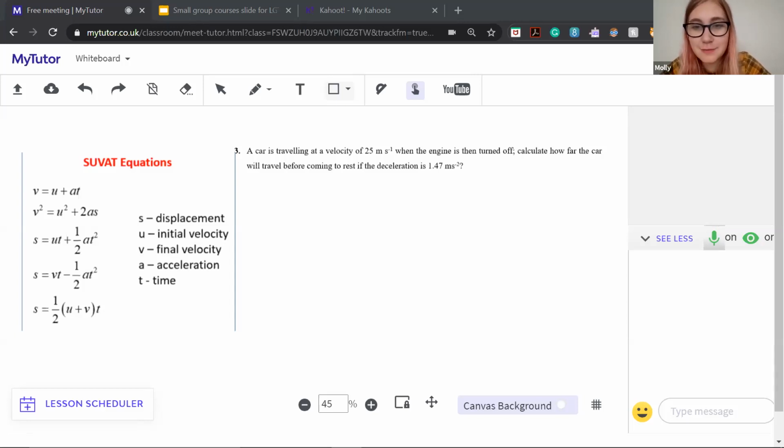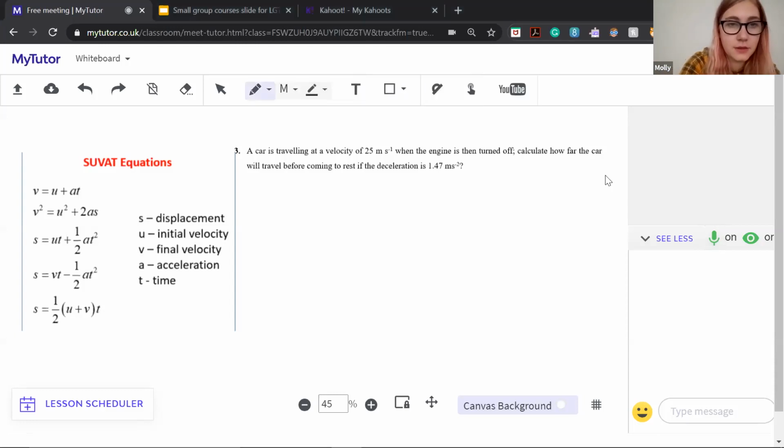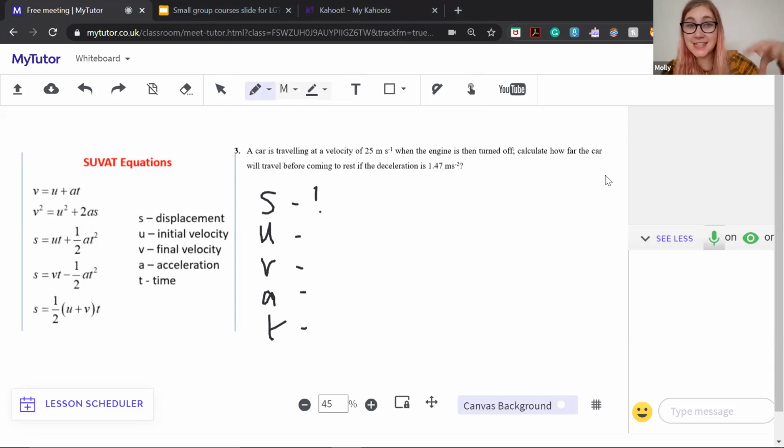Cool, a couple of people have said some really good parts. So first two things that have been said. So let's, as always, write this out. Someone said that we're looking for S. That's perfect. We're looking for the distance, how far it will travel. Someone else said that U is 25 meters per second. And that's also perfect. It starts traveling at that velocity.